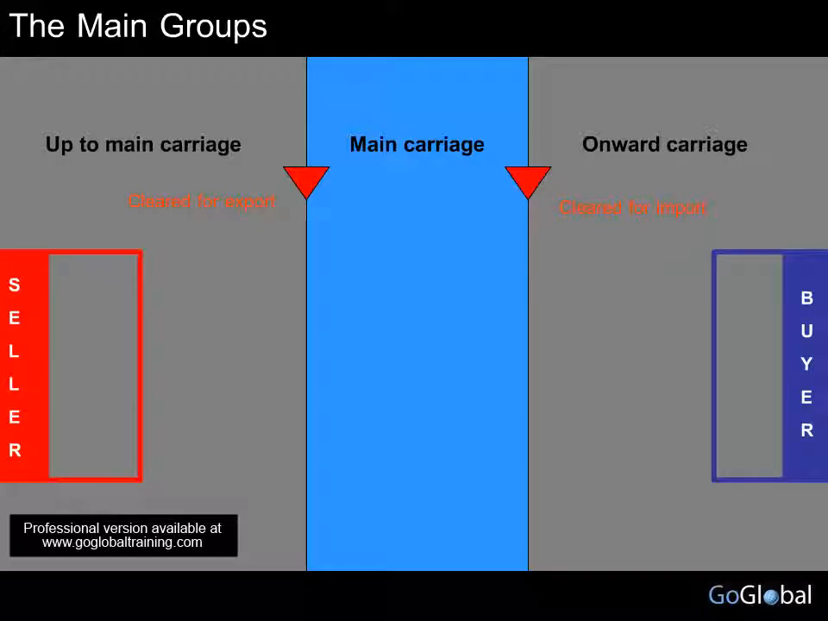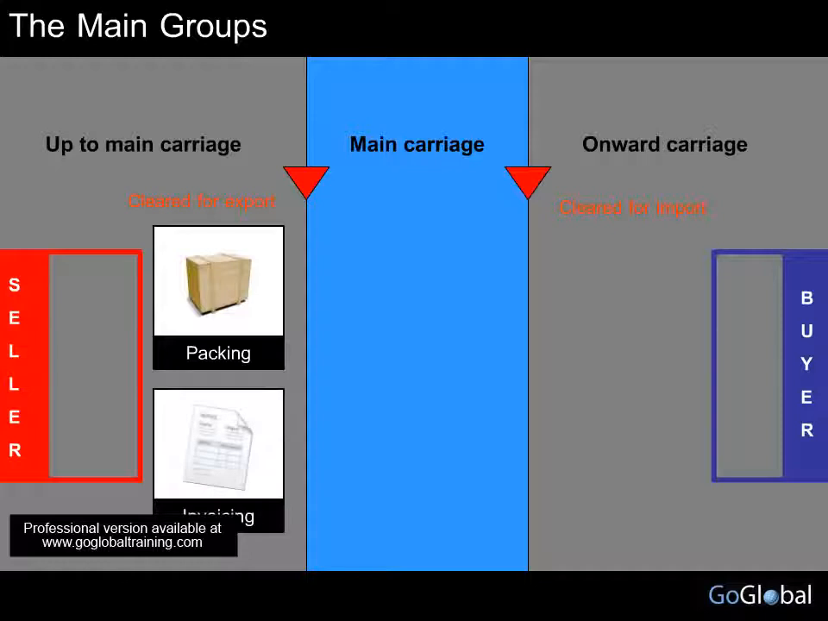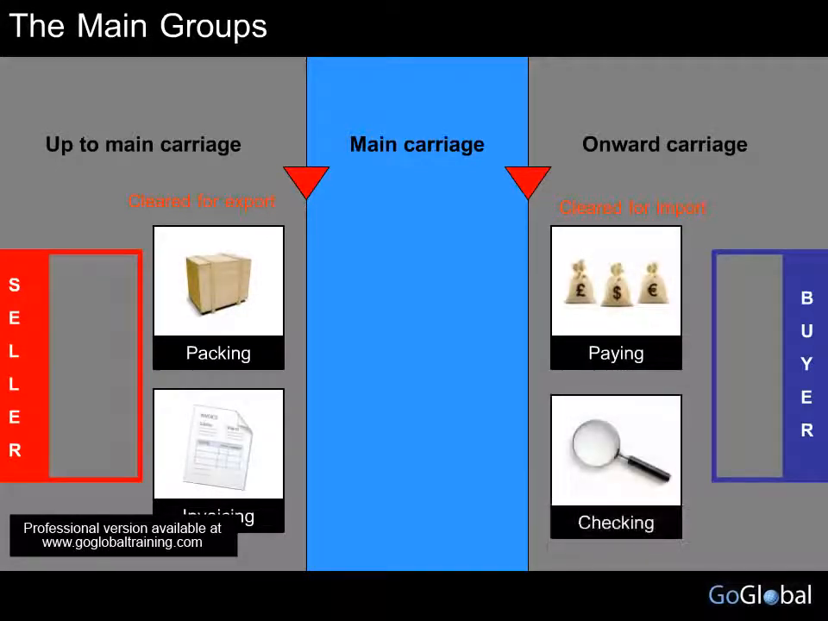Now let's look at the Incoterms rules in a way that people often find easiest to remember and understand. Some requirements are common to every Incoterm. The seller, for example, always packs the goods and provides the invoice. The buyer is expected to pay for the goods and usually organises pre-shipment inspection where necessary.